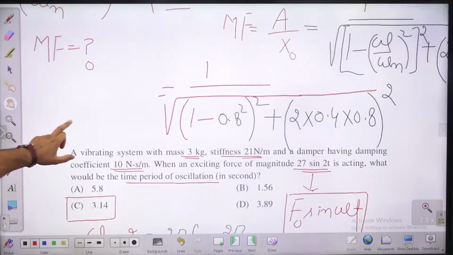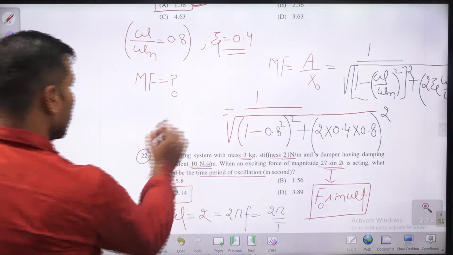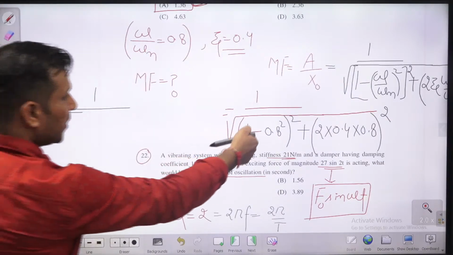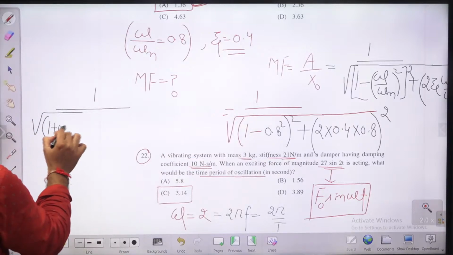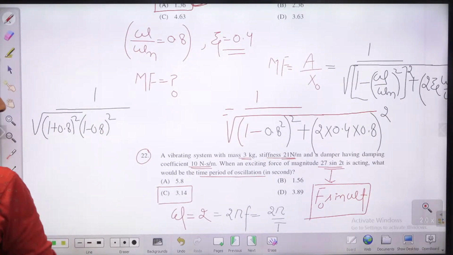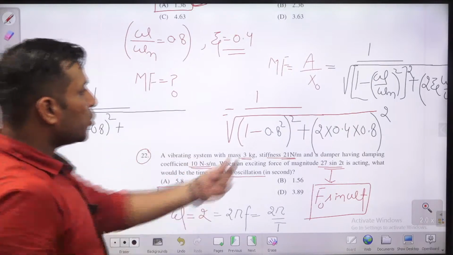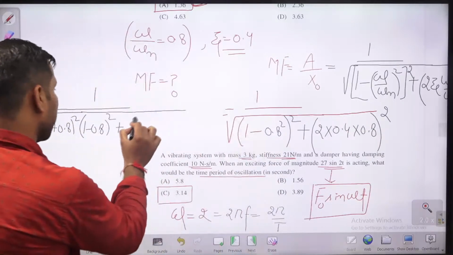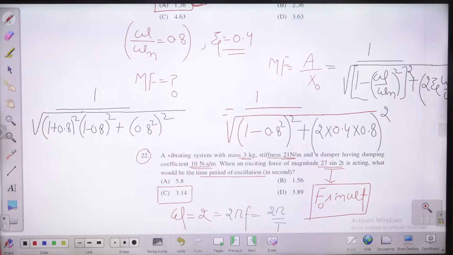Guys, see what you can do here, how to try this kind of question. If you take 1 by under root, this is a square minus b square, so you can write it as 1 plus 0.8 square into 1 minus 0.8 square, like this you can write, plus this is 2 into 0.4, this is 0.8, 0.8 into 0.8, so this is 0.8 square whole square.